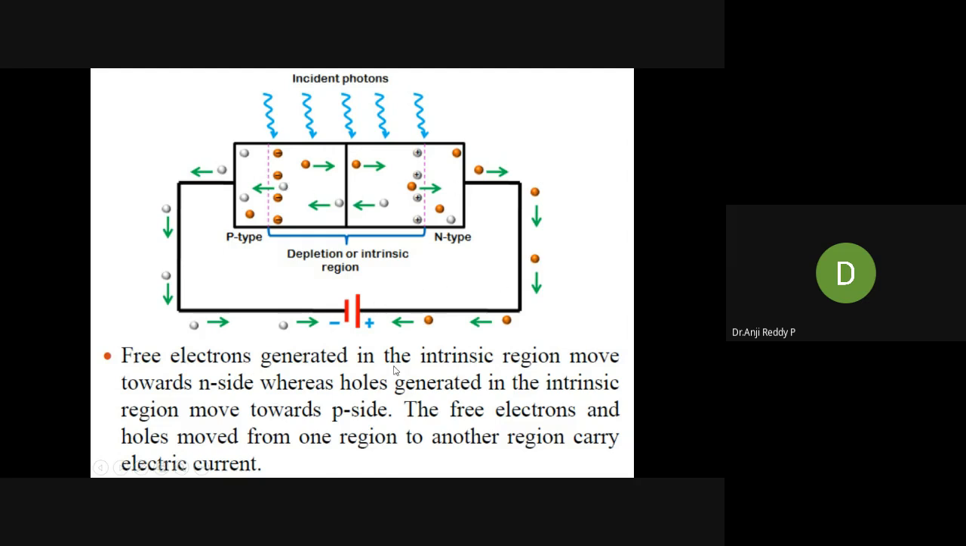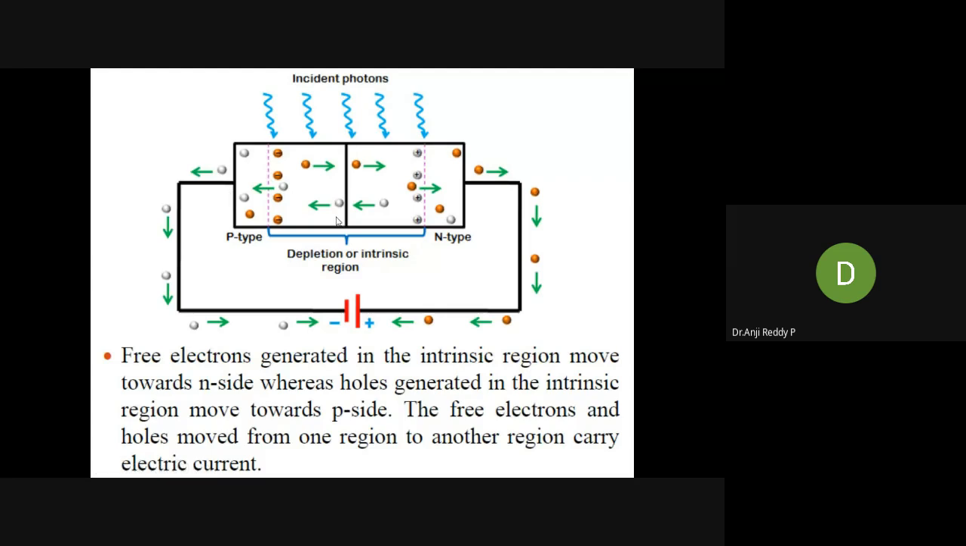Free electrons generated in intrinsic region move towards N side, whereas holes generated in intrinsic region move towards P side. This is completely intrinsic region, and in it we are getting electron and hole pairs. Whatever electrons are generated in this region cross the junction and move towards N type. Whatever holes are generated here cross the junction and move towards P type. Since these electrons and holes are crossing the junction, automatically we will get the current.